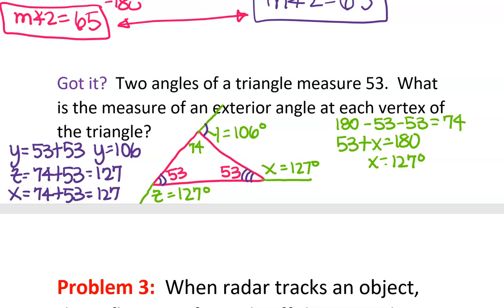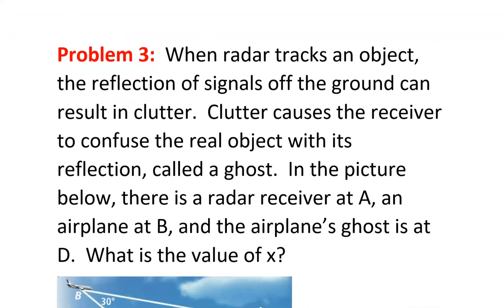The only reason that you would run into trouble if you didn't use it is if these numbers that we were given at the beginning were variable expressions, then you would have to use the exterior angle theorem because I don't know that you would be able to find it otherwise. So it makes it much harder if you don't use it.